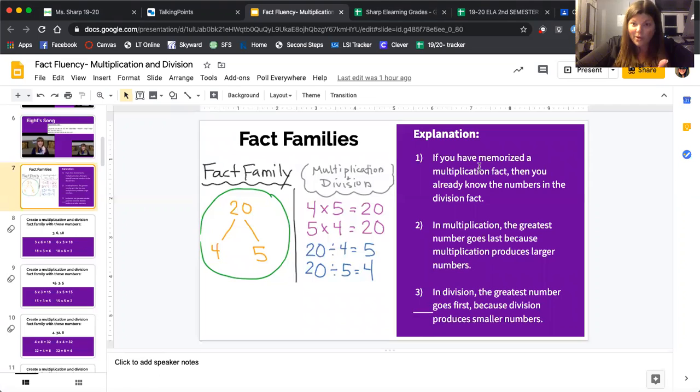Remember, if you have memorized a multiplication fact, then you already know the numbers in the division fact. In multiplication, the greatest number goes last as the product because multiplication produces larger numbers. In division, the greatest number is first because division produces smaller numbers.